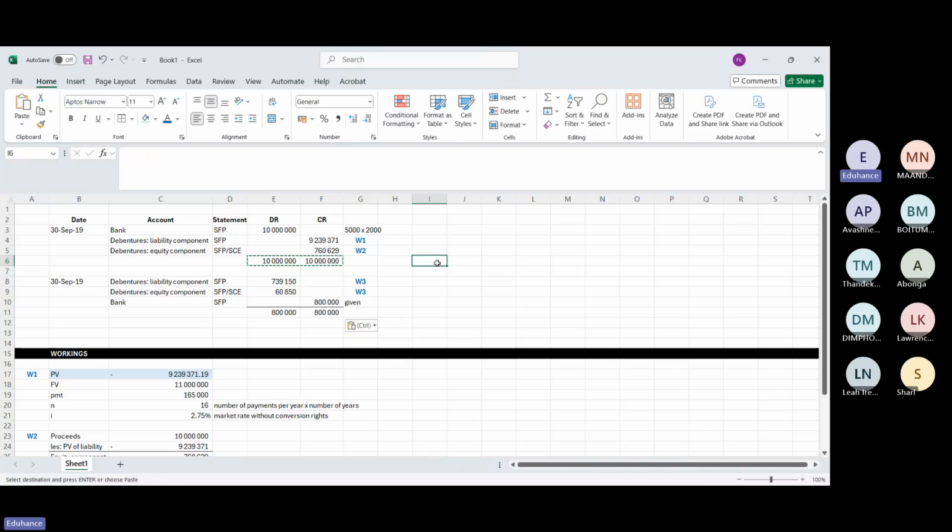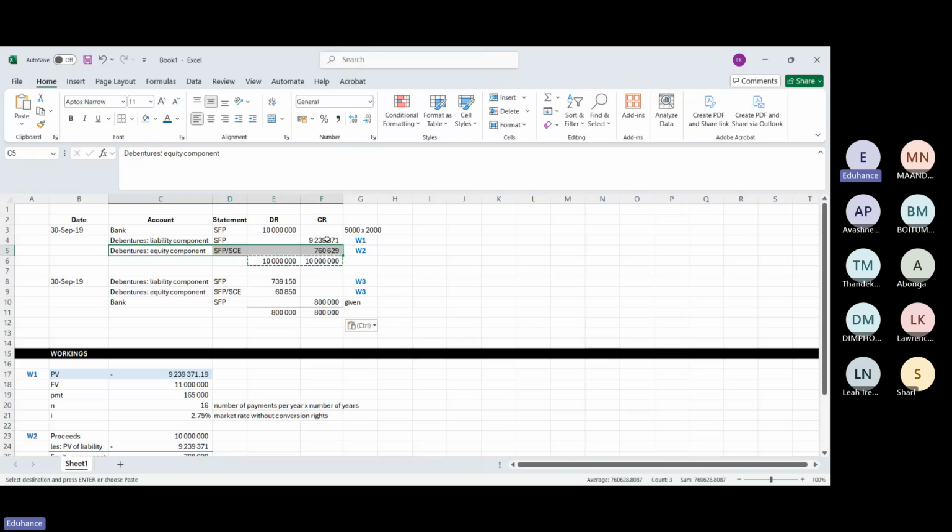Okay, so what are the important principles over here? At initial recognition, we recognize the cash that comes through. In terms of recognizing the liability, the liability will always have to be at fair value, because we had a convertible option. The balancing figure goes to the equity component.